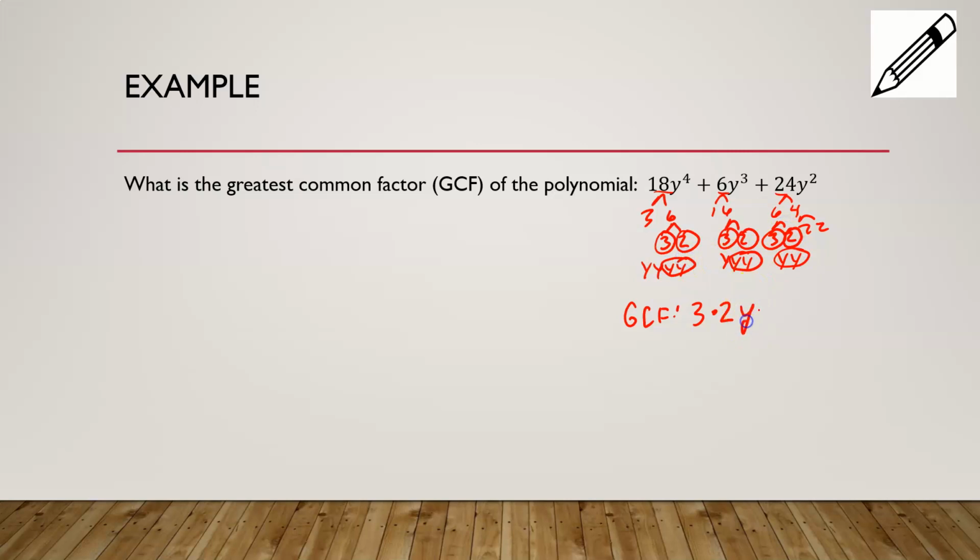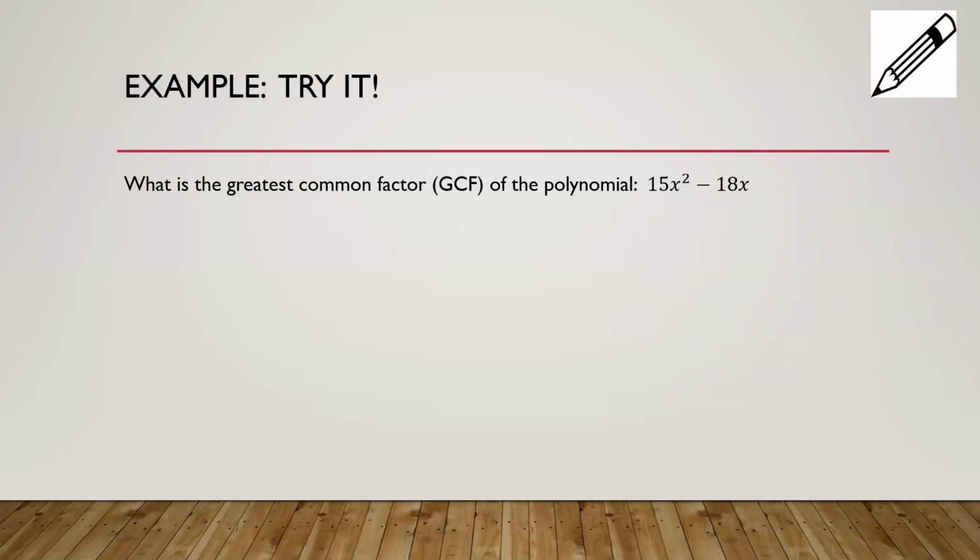This time I'm going to write it times y for those of you who aren't quite seeing it. And now I multiply these together. 3 times 2 is 6. Y times y is y to the 2nd power. Okay, so my greatest common factor of this one is 6y squared. All right, last but not least, this one I do want you to pause and make sure that you're trying it. And then we are going to go over it.